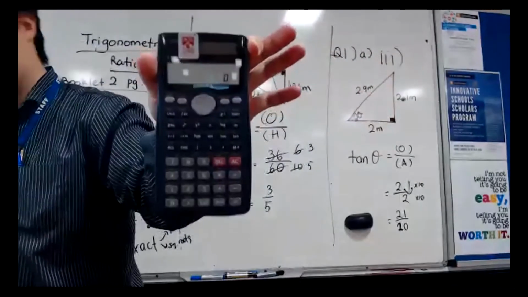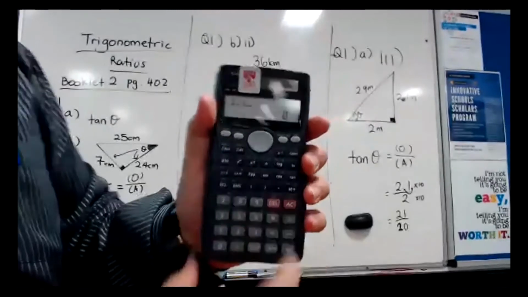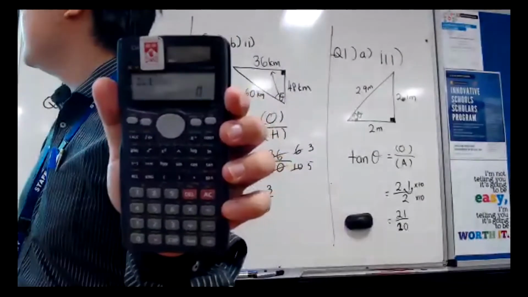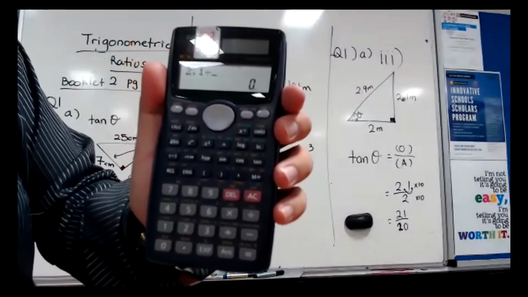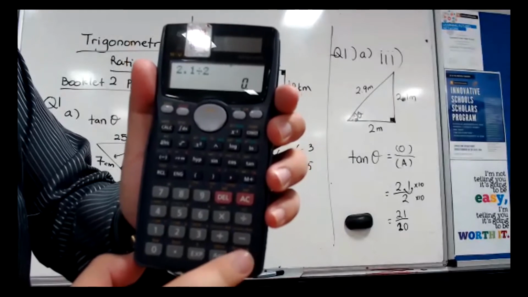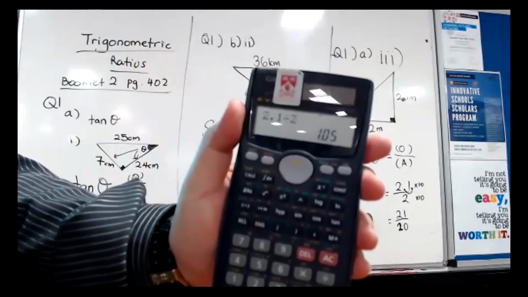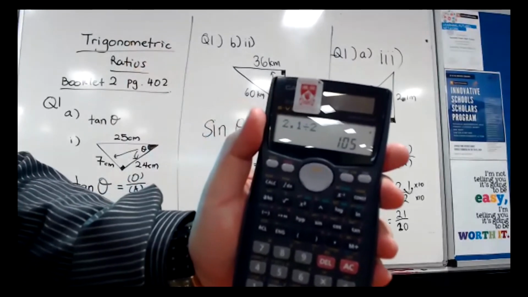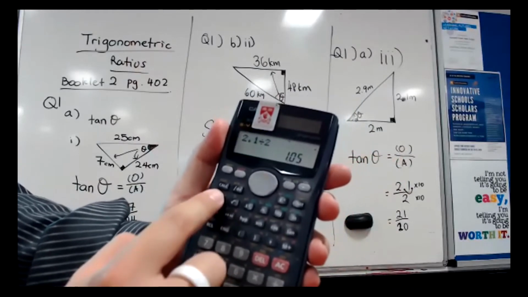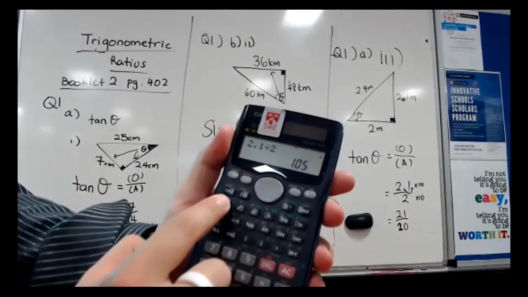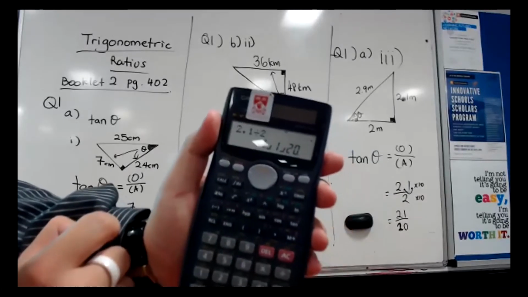All right, I'll press it with everyone. What you do is you go 2.1 divided by 2 and press equal. It's 1.05. Then you want to convert it to fractions, so you tap on the fraction button there, and it becomes a fraction.